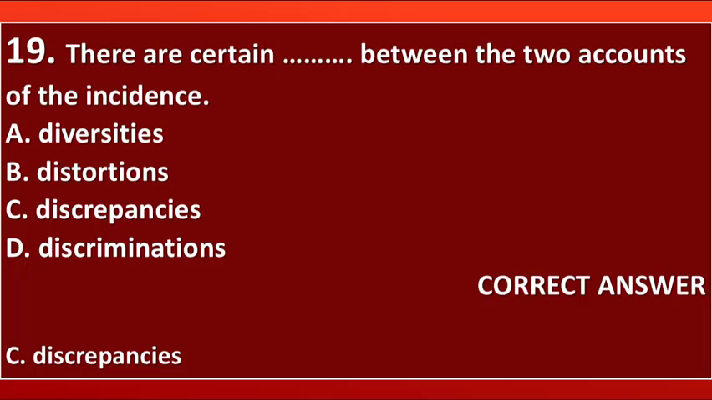Question 19. There are certain dash between the two accounts of the incident. A. There are certain diversities. B. There are certain distortions. C. There are certain discrepancies. D. There are certain discriminations. The correct answer to this question is C. There are certain discrepancies between the two accounts of the incident.